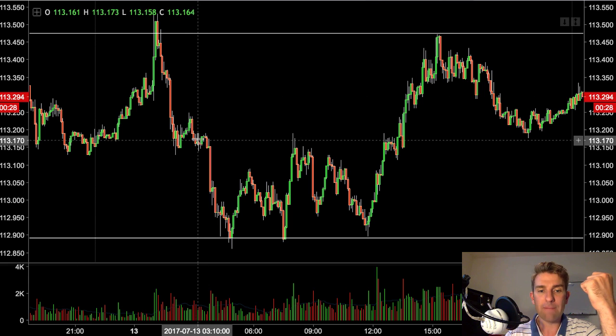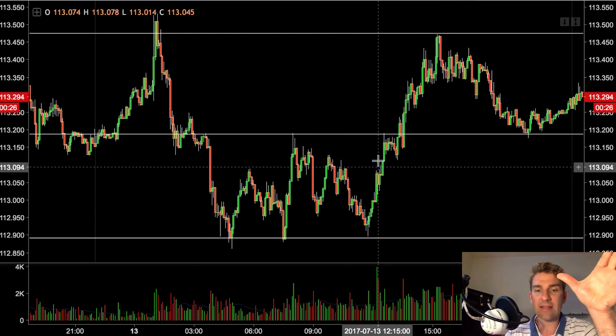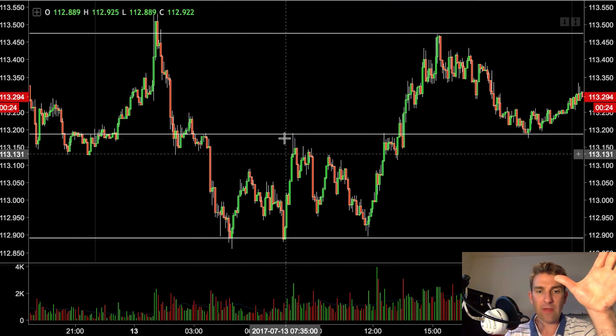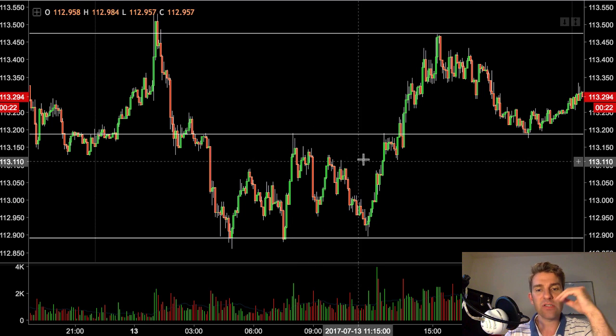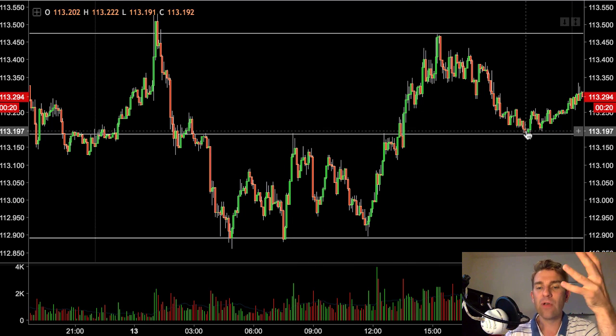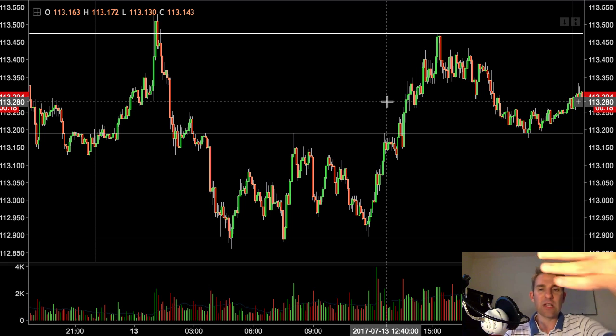I probably would have put it here as well if it was earlier in that day, because we struggled to get through it. Then we tagged it once again, it became resistance. We tagged it again, then we finally broke through, it became support. That is a support and a resistance level in one.